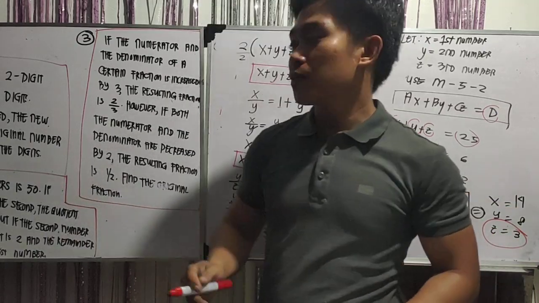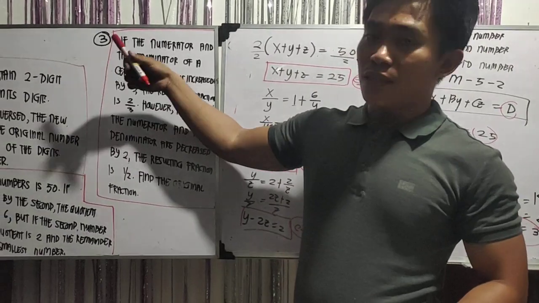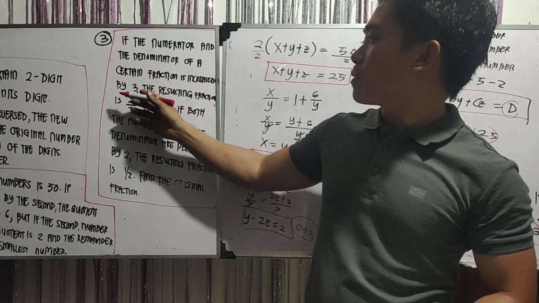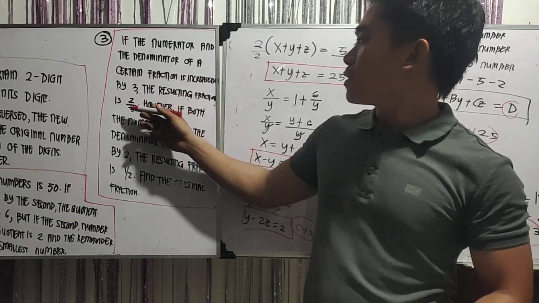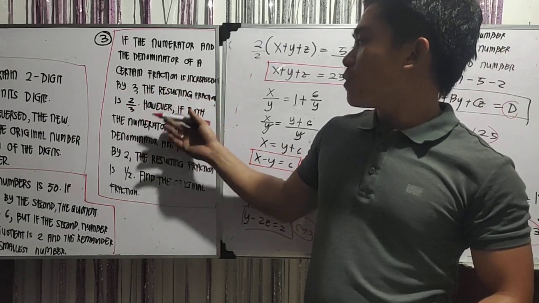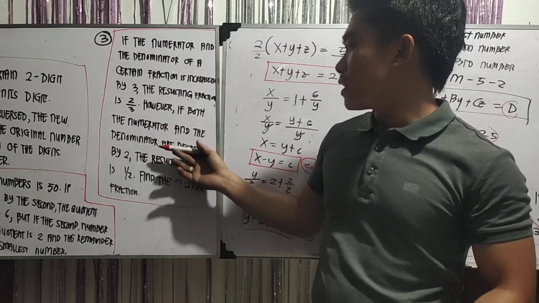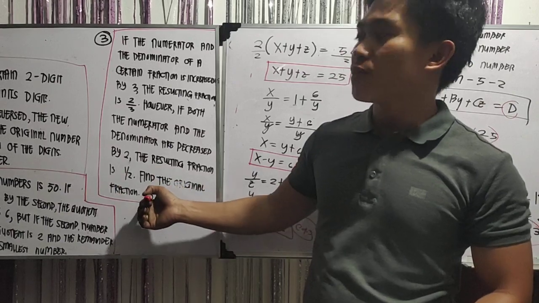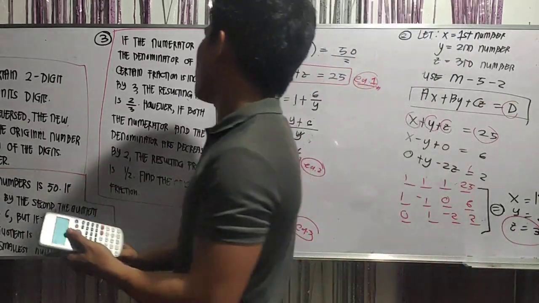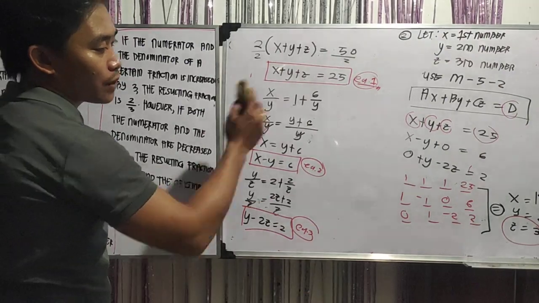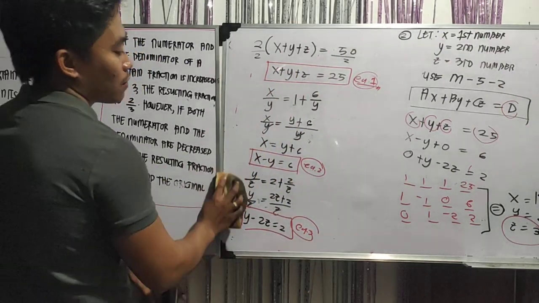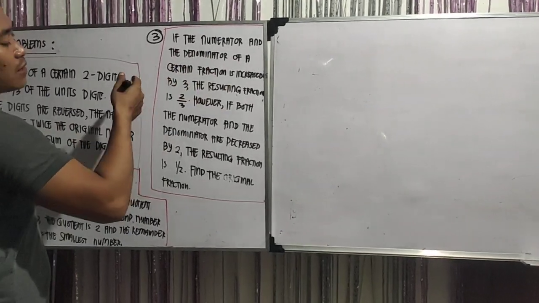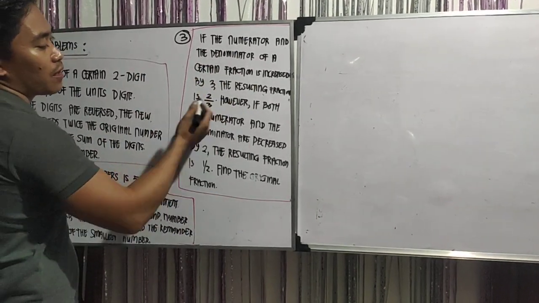And lastly, for number 3, given if the numerator and the denominator of a certain fraction is increased by 3, the resulting fraction is 2/3. However, if both the numerator and the denominator are decreased by 2, the resulting fraction is 1/2. So find the original fraction. Okay, so for us to solve this, we're done with number 2. Erase ko na ito.